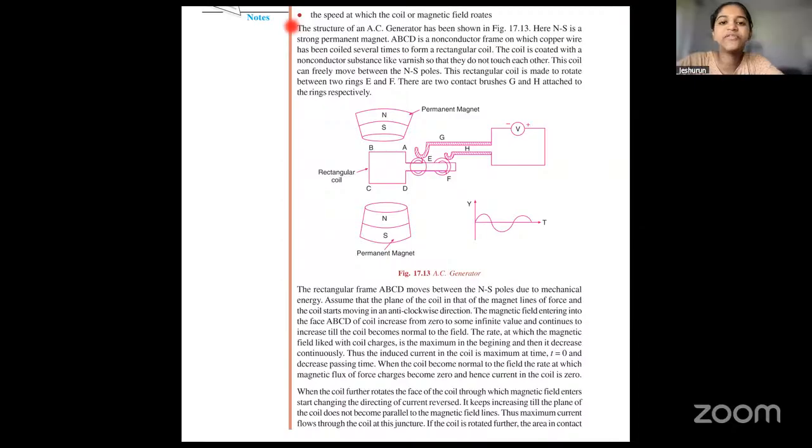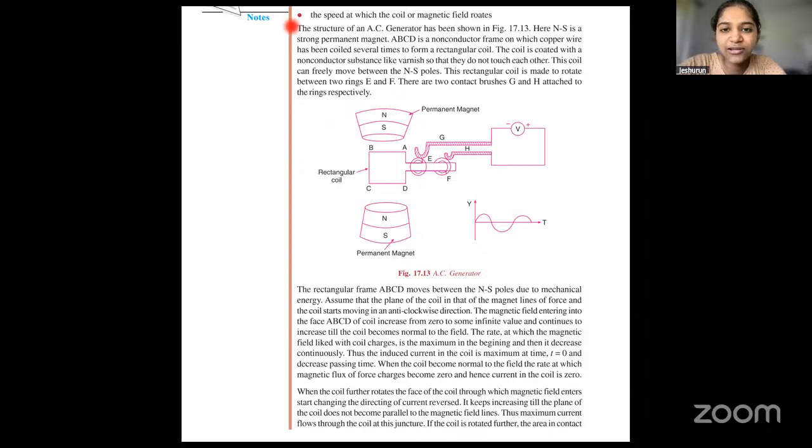The structure of an AC generator has been shown in figure 17.13. Here, north to south is a strong permanent magnet. ABCD is a non-conductor frame on which copper wire has been coiled several times to form a rectangular coil. The coil is coated with a non-conductor substance like varnish so that the turns do not touch each other. This coil can move freely between the north-south poles.